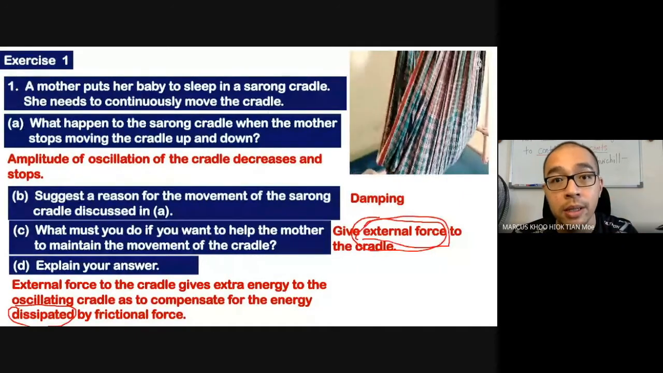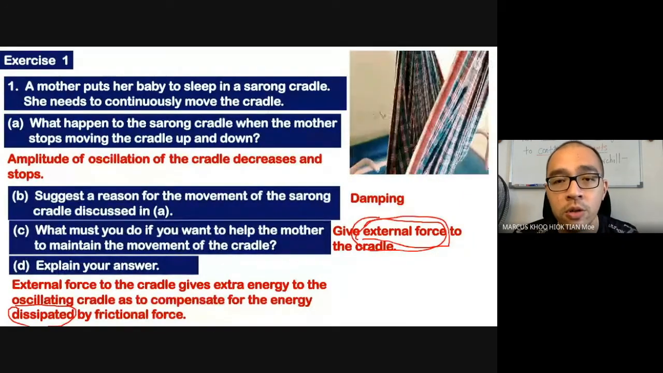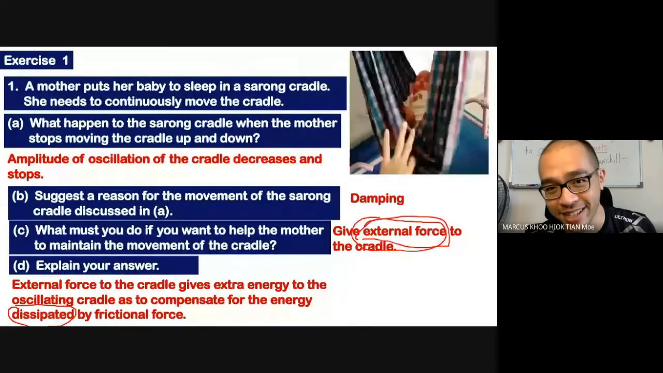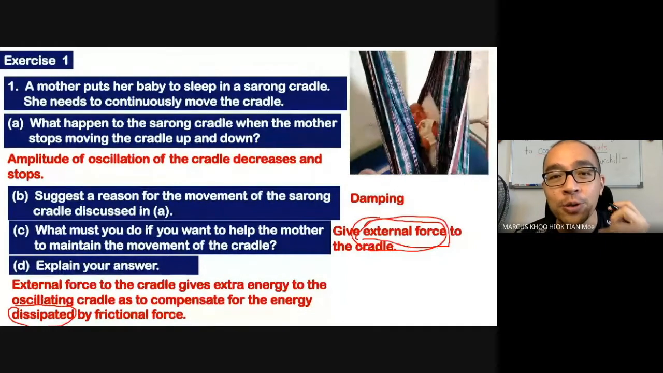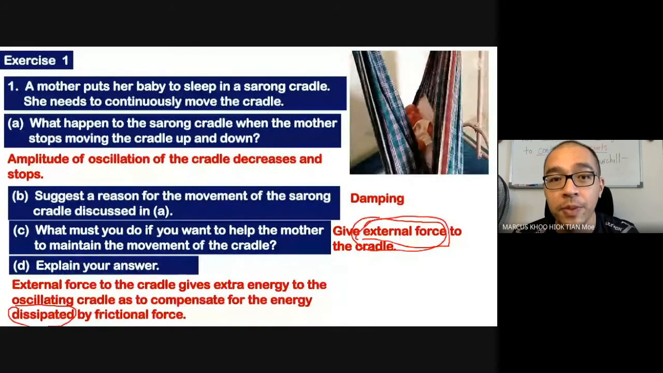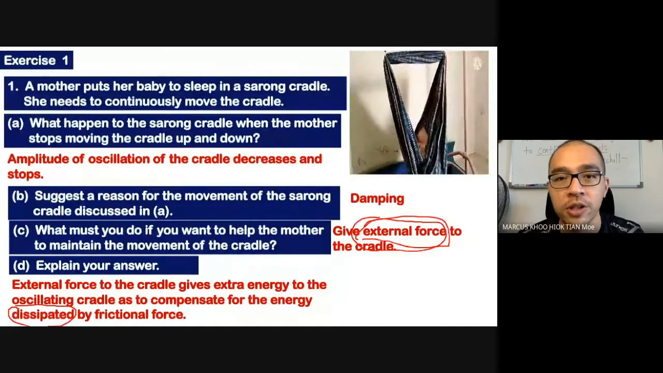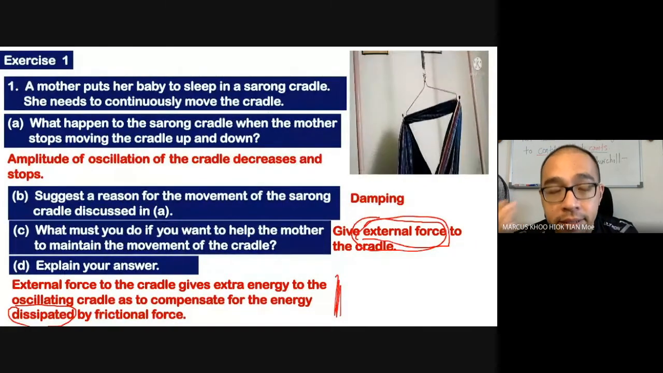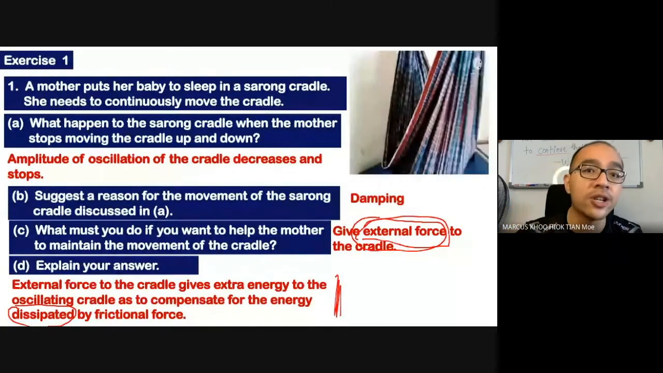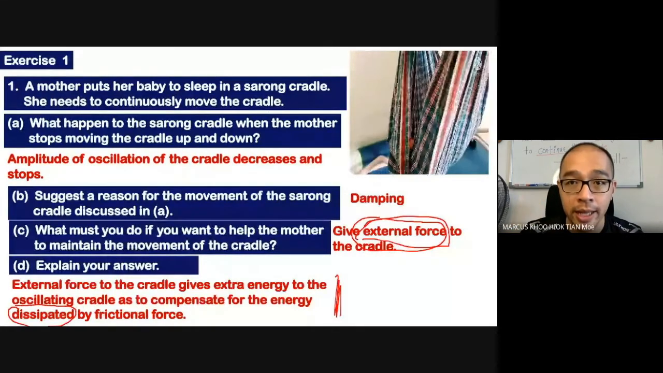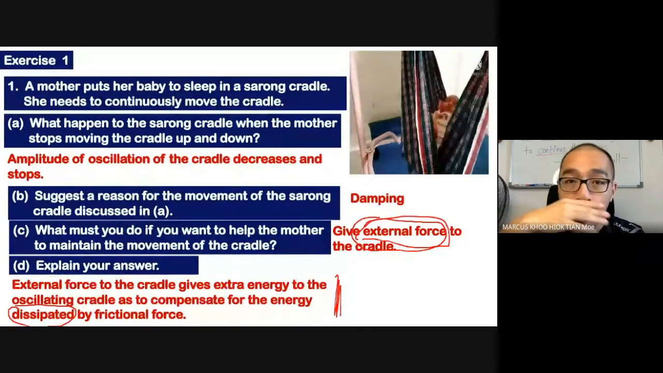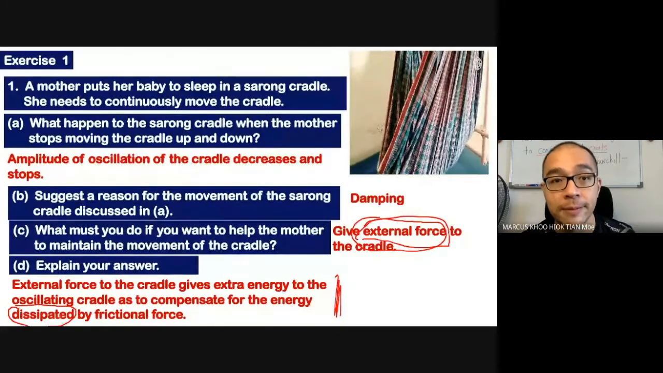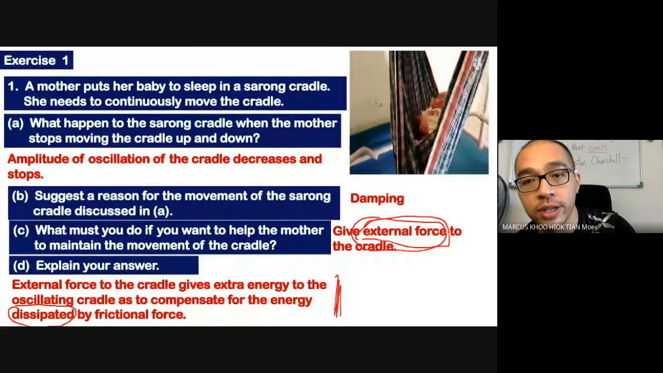We don't think about it like, why do we have to push it? What is the scientific explanation behind this? And this is why we learn physics, to give an explanation to the things that you do without even thinking. You just know we need to push it so that it can continue moving. We need to be able to explain why. And the why is this: the external force gives the cradle extra energy so that it can replace the energy that is lost. So that's the explanation for this.